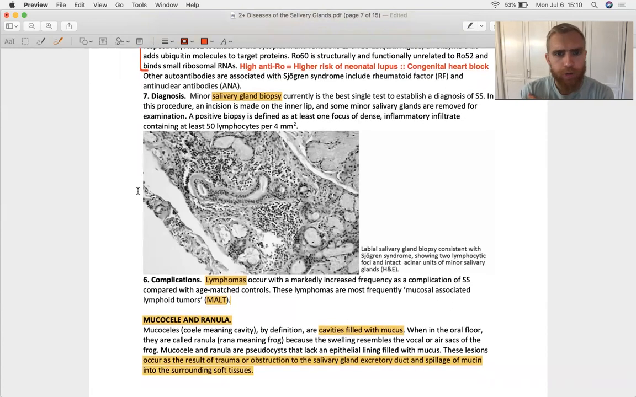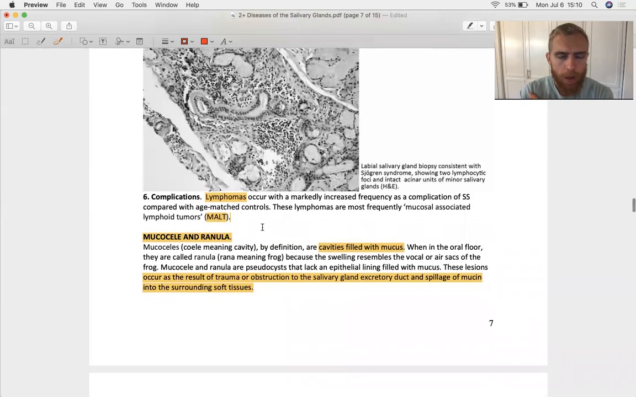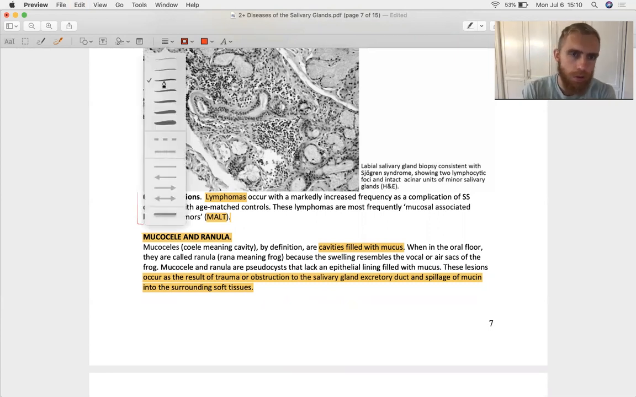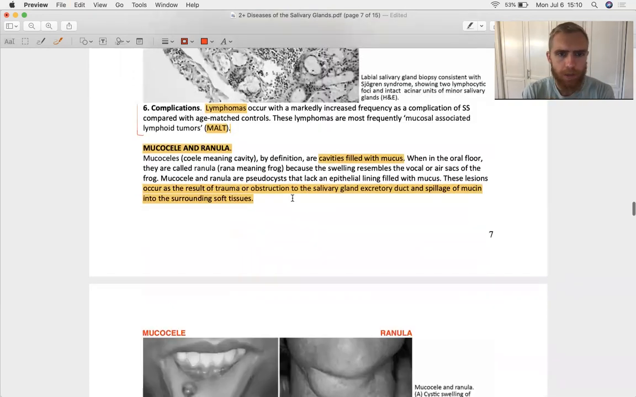We diagnose Sjögren's with a salivary gland biopsy, and like we said, a positive biopsy is defined as at least one focus of inflammatory infiltrate containing 50 lymphocytes per 4 millimeters squared. And a big complication of Sjögren's is going to be MALToma, which is a mucosal associated lymphoid tumor. That's all I got on that.